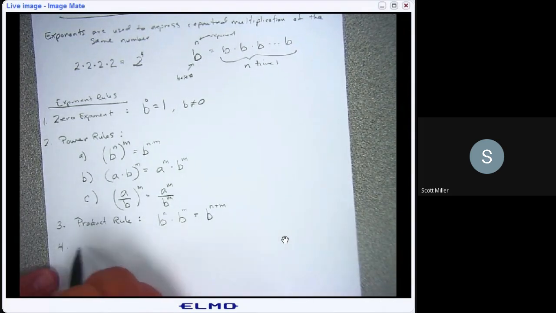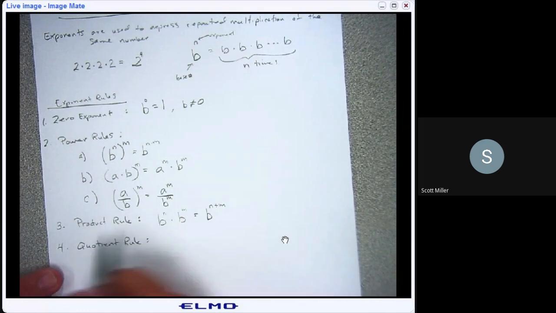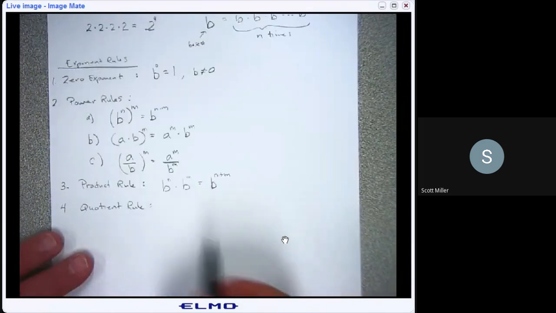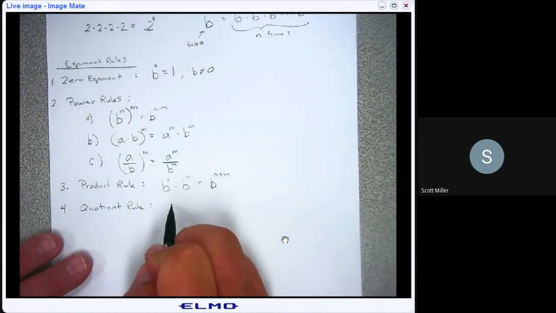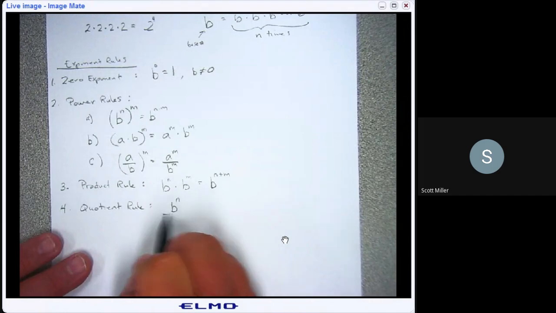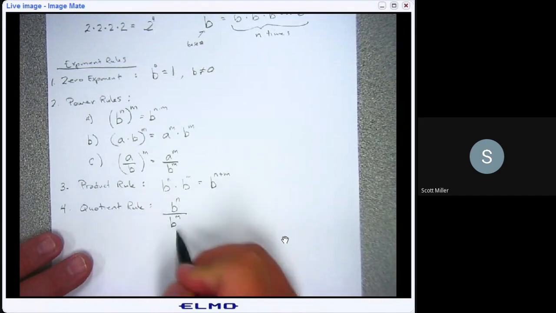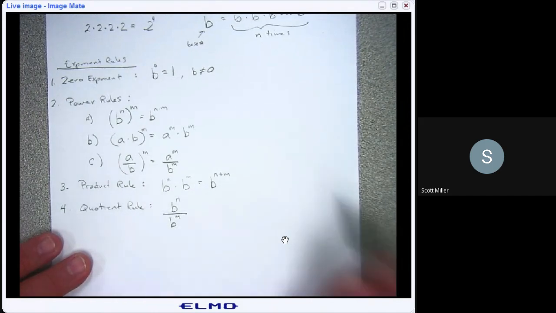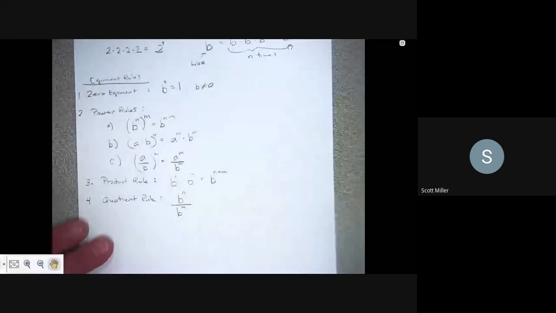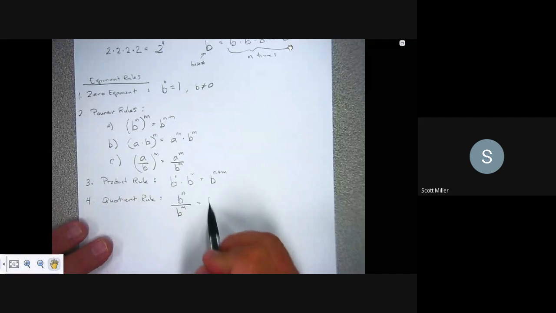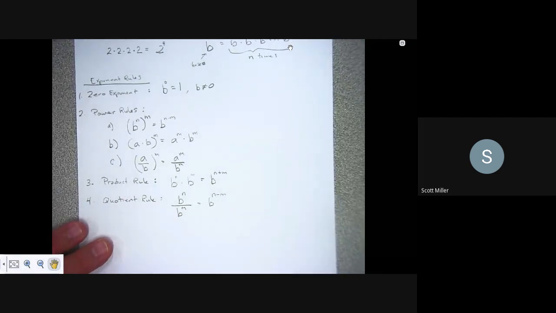The fourth one is the quotient rule. And product quotient means divide. What do I do if I'm dividing? What if I have the base numbers are the same, but it's in a division process like this? This is the letter N, this is the letter M. Then you need to subtract the exponents. The top one minus the bottom one. You have to remember that it's the top exponent minus the bottom exponent.